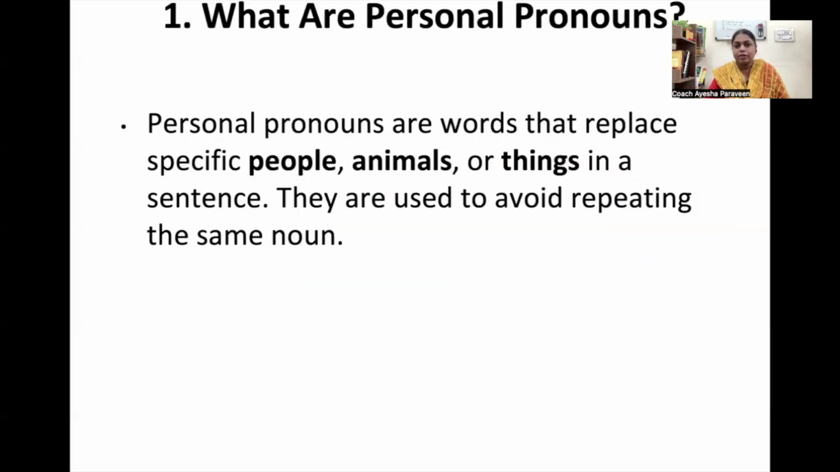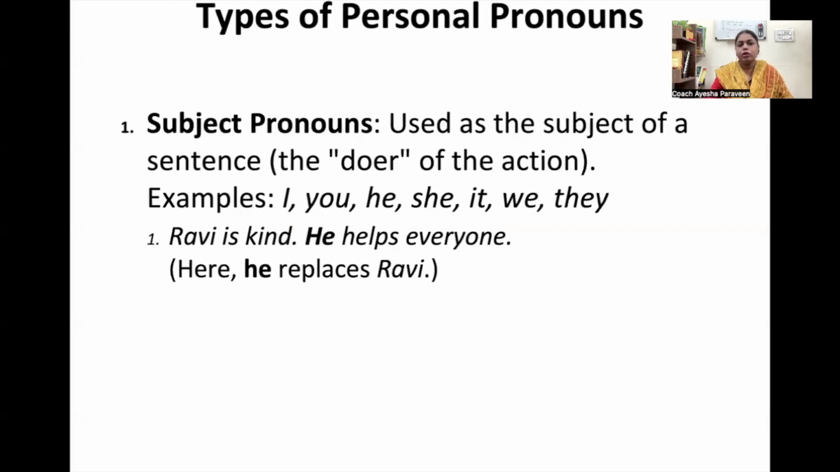So friends, our first pronoun is personal pronoun. We will understand what are personal pronouns. Personal pronouns are the words that replace specific people, specific animal, or specific thing in a sentence. They are used to avoid repeating the same noun. We will get more clarity when we see an example. So personal pronouns are of two types. One is subjective pronoun and the other one is objective pronoun.